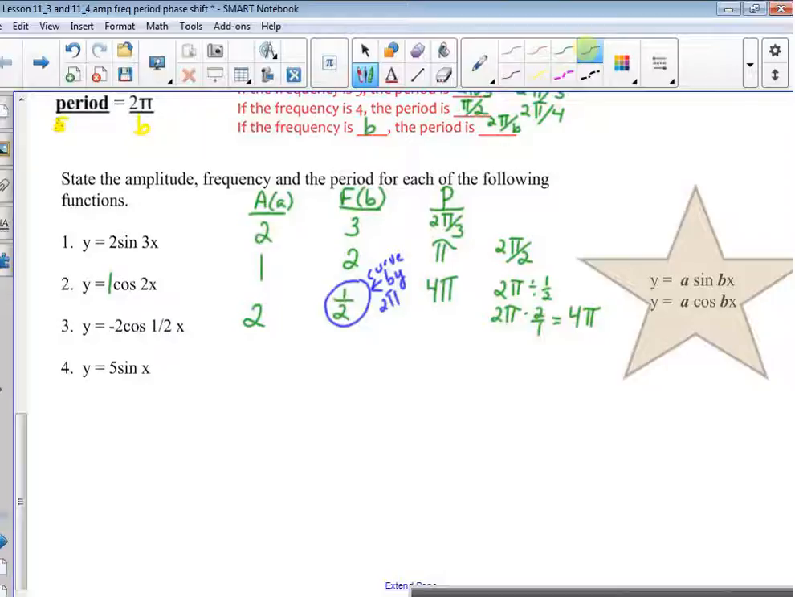And then the last one, the amplitude is 5. The frequency is 1 because there's nothing in there. So the period is just 2 pi. Okay, next page.